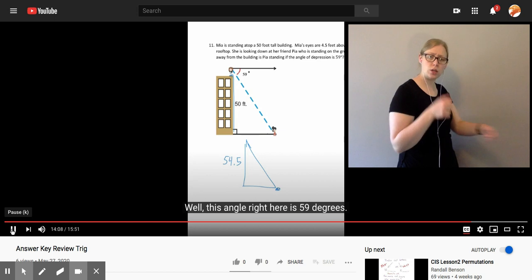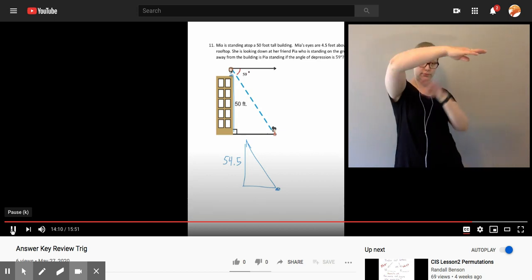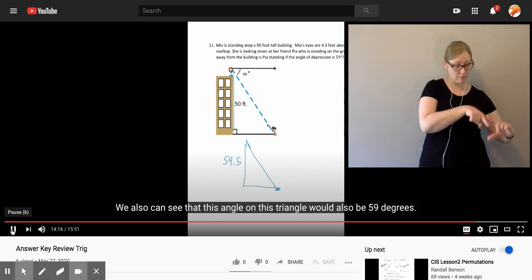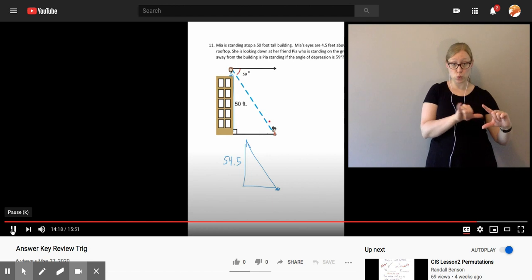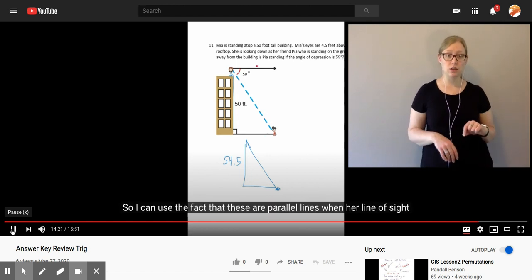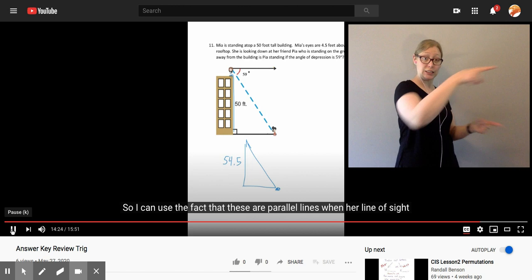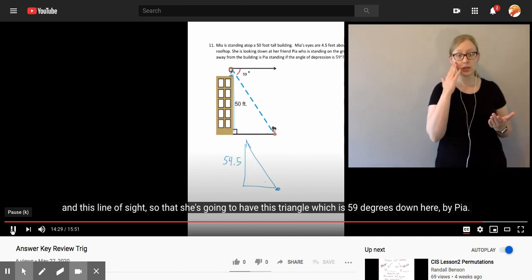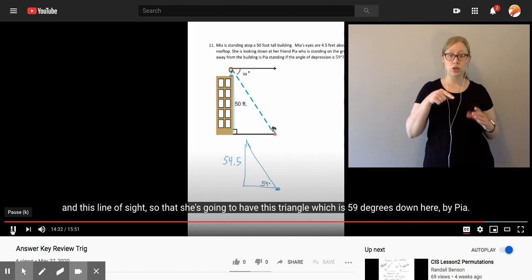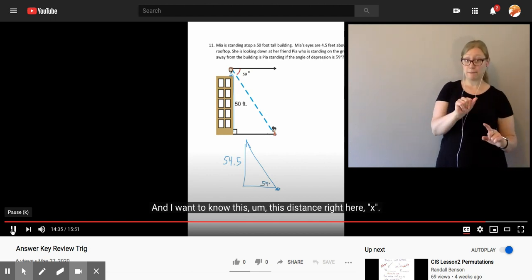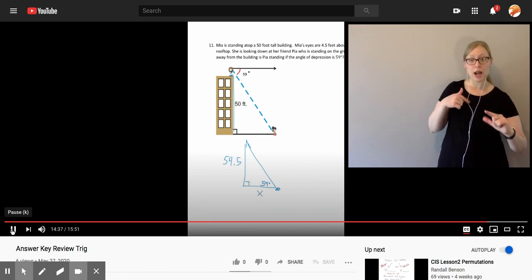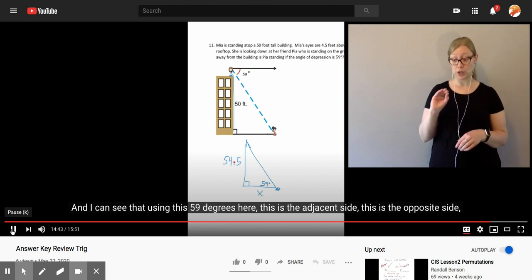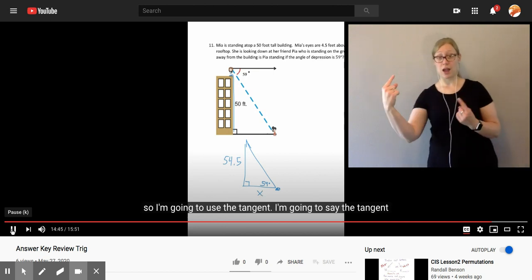Well, this angle right here is 59 degrees. We also can see that this angle on this triangle would also be 59 degrees. So I can use the fact that these are parallel lines, her line of sight and this line of sight, so that she's going to have this triangle, which is 59 degrees down here by Pia, and I want to know this distance right here, x. And I can see that using this 59 degrees here, this is the adjacent side, this is the opposite side. So I'm going to use the tangent.